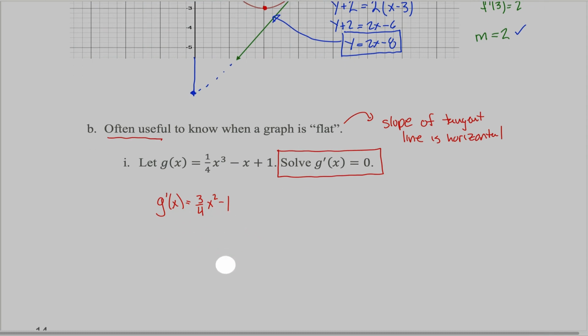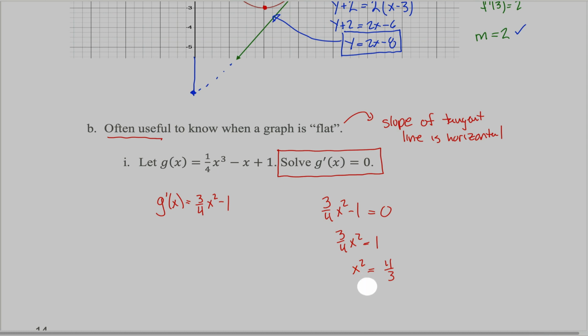But that's not our final answer, because we're not just trying to find the derivative, we're trying to figure out when the derivative equals 0. So we take that derivative, 3/4 x squared minus 1, we set it equal to 0 and we solve. To solve this equation, you want to isolate the x squared. So let's add 1 to both sides and get 3/4 x squared equals 1. And then let's multiply both sides of the equation by 4/3. That gives me x squared equals 4/3.